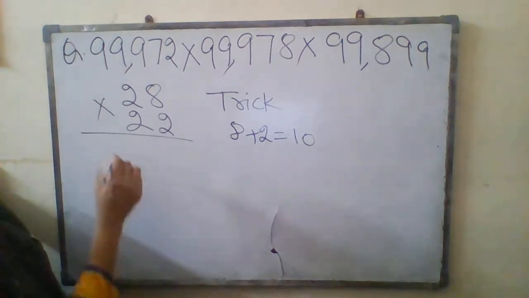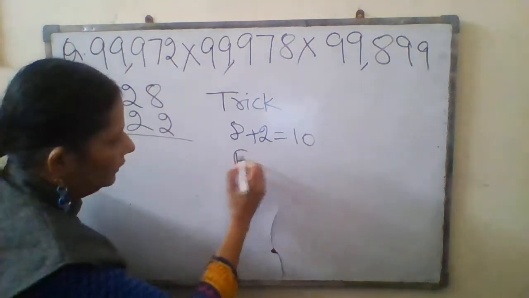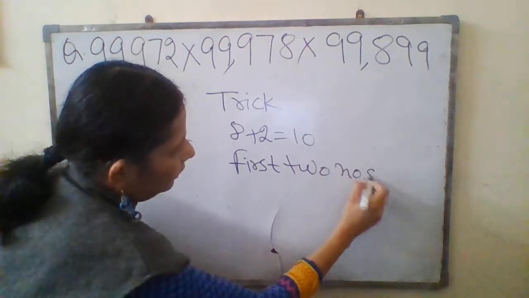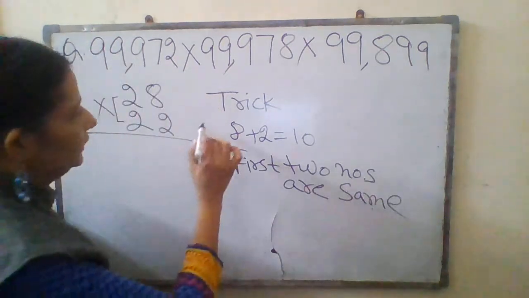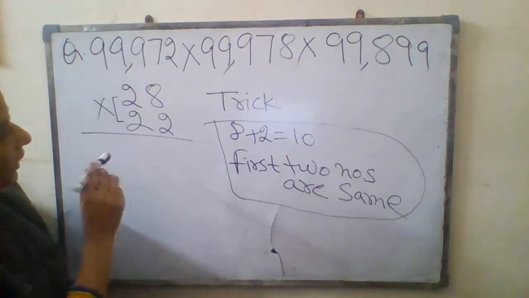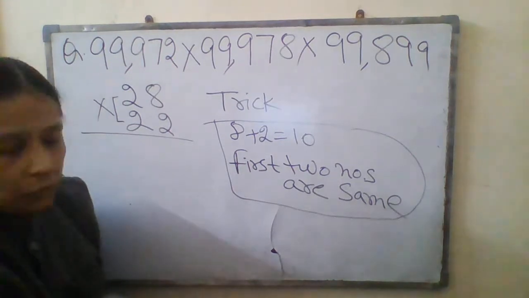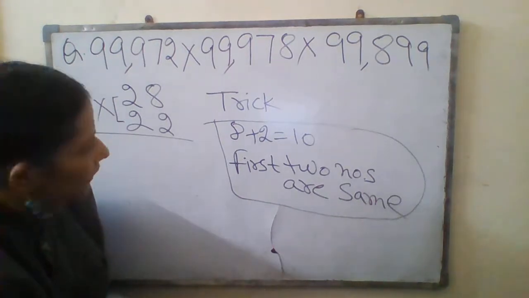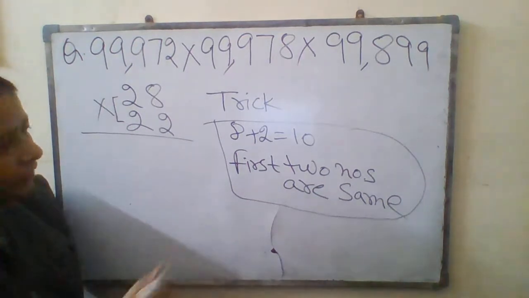And now look at the first two numbers. The first two numbers are the same. This is important. To apply the trick I am going to use in this question, one thing is very important: you have to check these last numbers. 8 plus 2 is 10 and the first two numbers are the same.